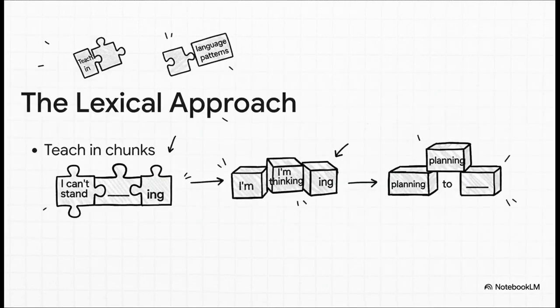The lexical approach offers a totally different angle. It basically says we don't speak in single words or grammar rules, we speak in chunks. So instead of just teaching the rule for enjoy plus ing, you teach the whole phrase, I can't stand doing something, or I'm thinking of going somewhere. This helps students build fluency way faster by giving them these ready-made phrases they can just plug and play.